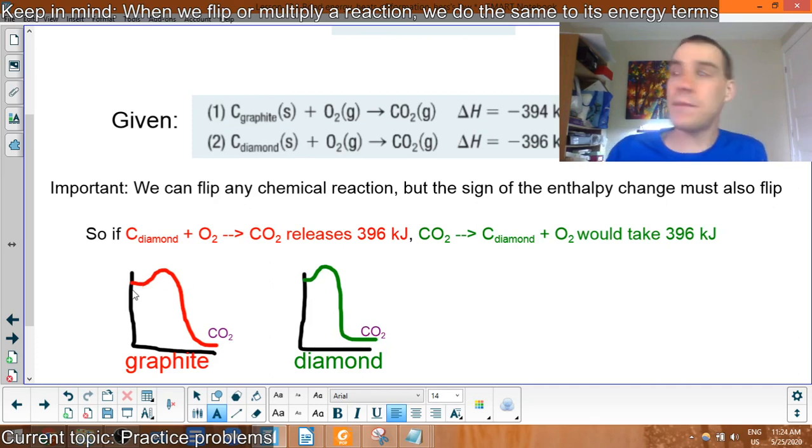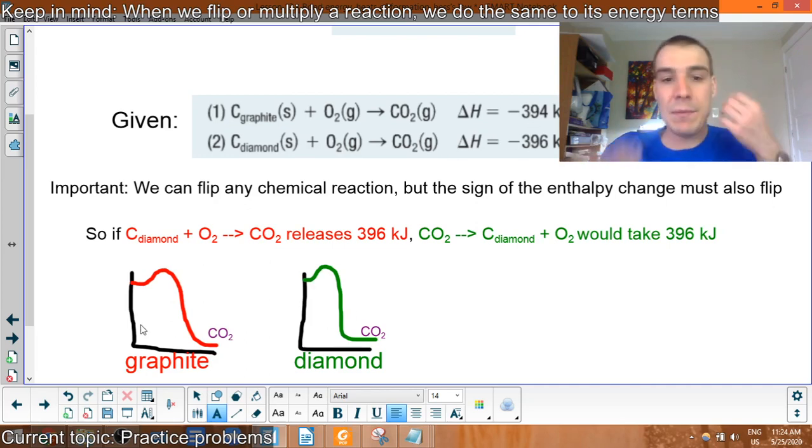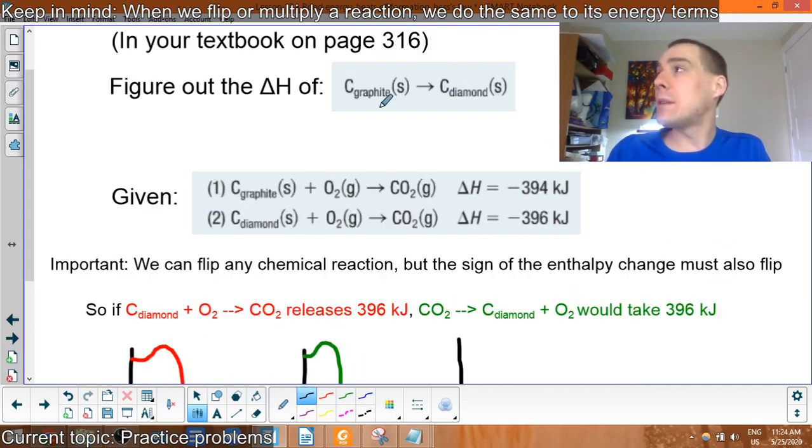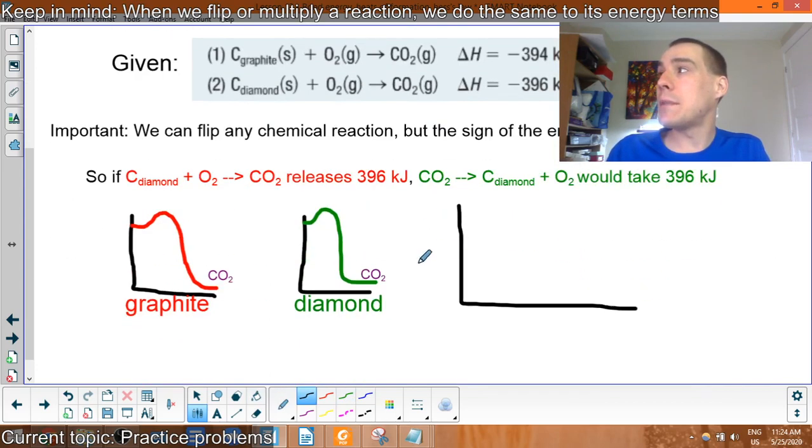We see that the graphite gets a little bit less energy released than the diamond. So let's flip the diamond and put it together. Let's graphically make a two-step reaction here. We're starting with what we want. We want to start with graphite. We want to go to diamond. So why don't we do this?